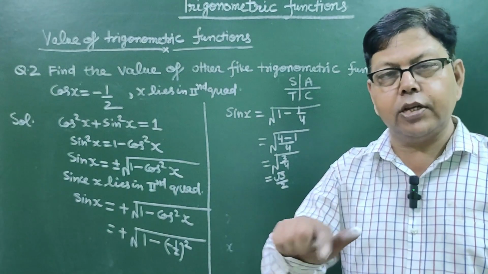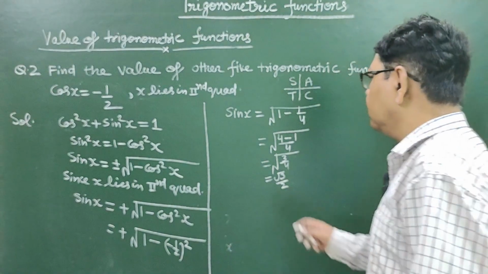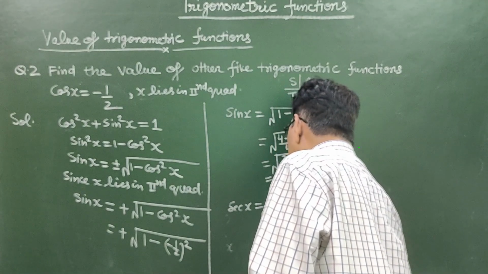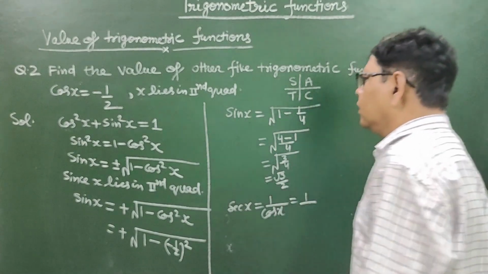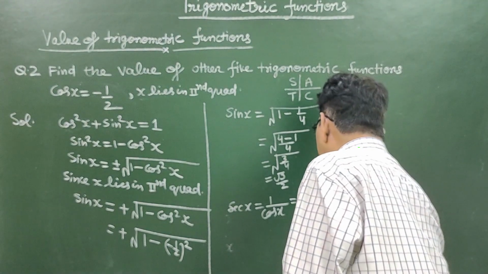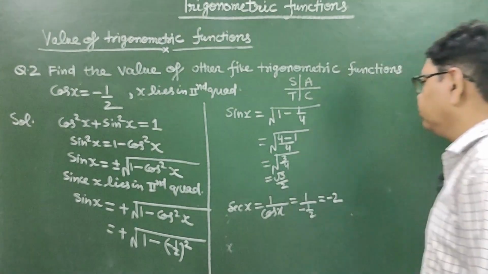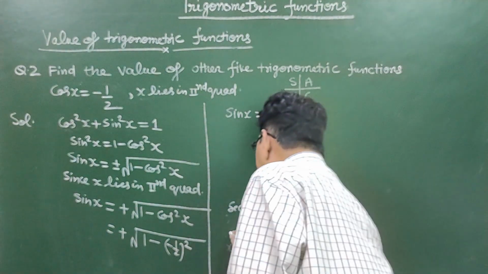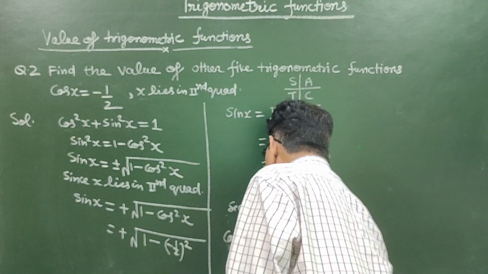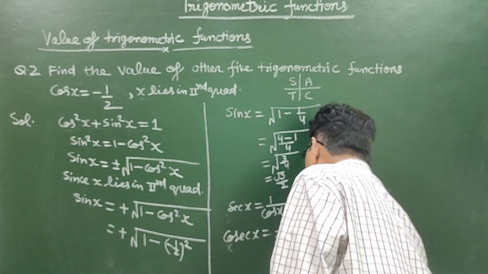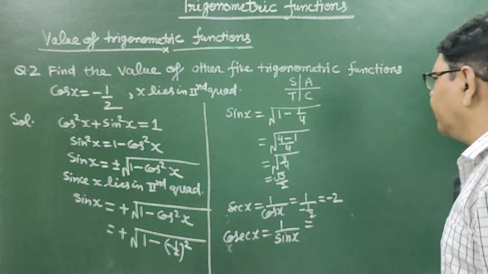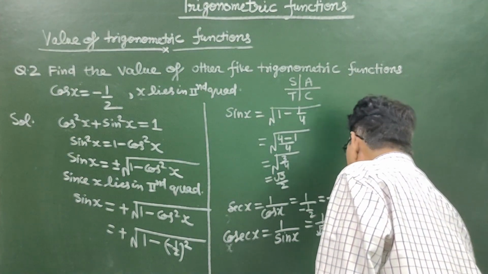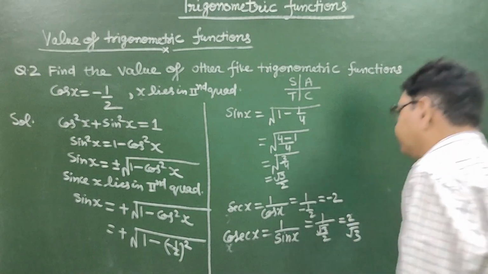With the help of cos x, we can calculate sec x. Sec x is the reciprocal of cos x, and the value of cos x is minus 1 upon 2. So sec x is equal to minus 2. Cosec x is the reciprocal of sin x. So cosec x is 1 upon sin x, and we have already calculated the value of sin x, which is root 3 upon 2. So 1 upon root 3 upon 2 gives the value equal to 2 upon root 3.